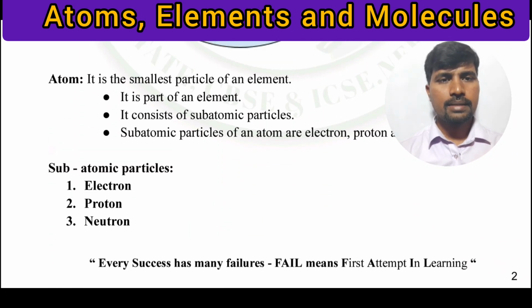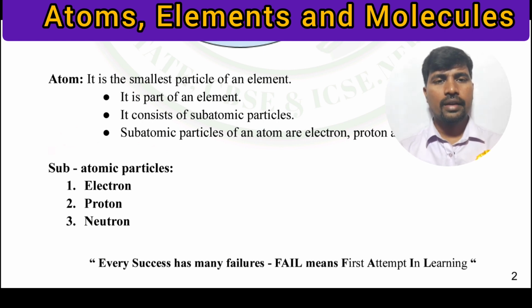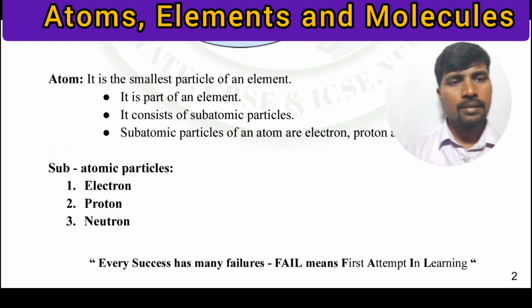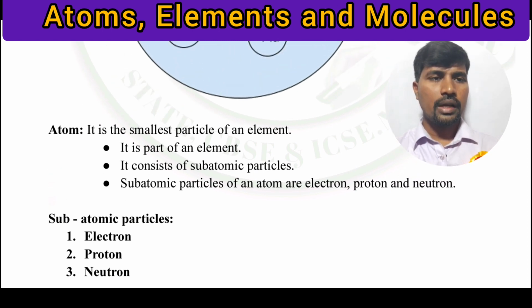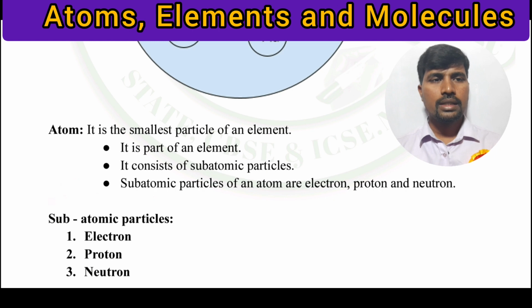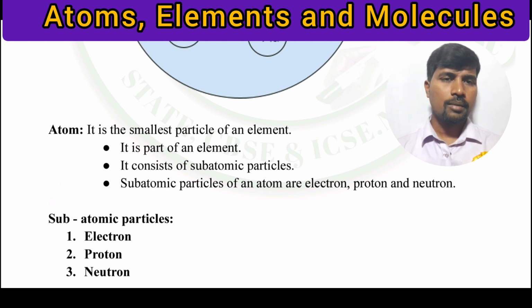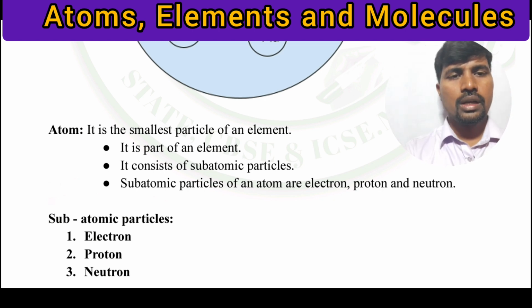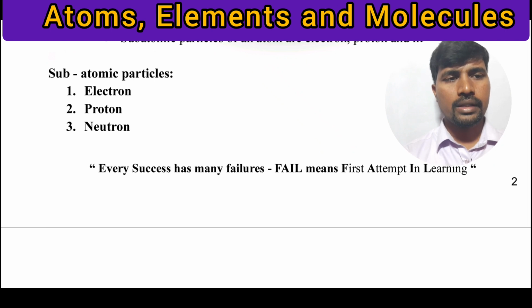Next, atom. It is the simplest particle of an element. It is a part of an element and it consists of subatomic particles. The subatomic particles of the atom are electron, proton and neutron. It is very simple to remember: a single atom is an atom, but if we take 1 kg or 10 grams of gold, that is the gold element. Looking at it separately, it has individual atoms. I hope you understood. Next we are going to the subatomic particles.